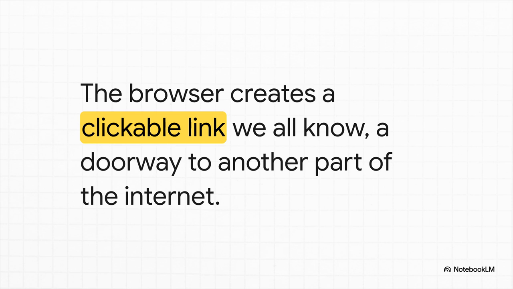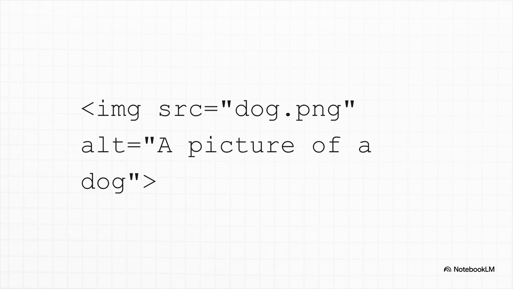Pretty cool. What about hanging a picture on the wall? Easy. For that, we use the image tag. That src, which just means source, tells the browser where to find the picture file. And that alt text is super important too. It's a little description for screen readers or for when the image just doesn't load for some reason.